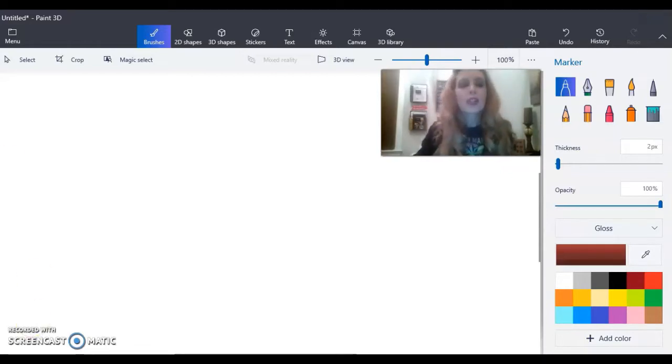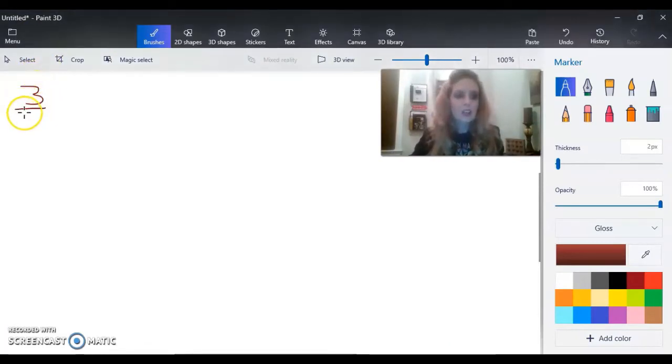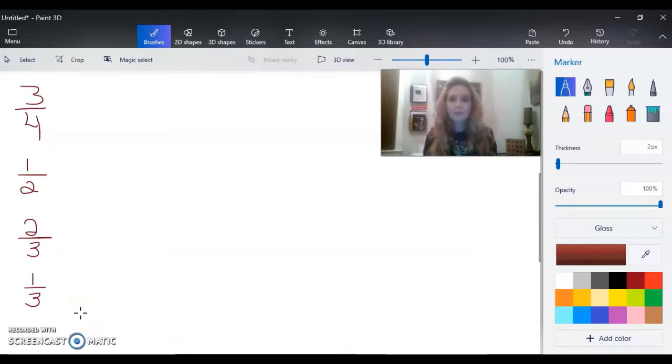All right, so let's pretend that the original recipe that called for the entire bag of chocolate chips also called for 3/4 cup sugar, half a cup of brown sugar, 2/3 cup of flour, and 1/3 cup of butter. Now, because I only had half of a bag of chocolate chips, I needed to take all of these ingredients and cut them in half.